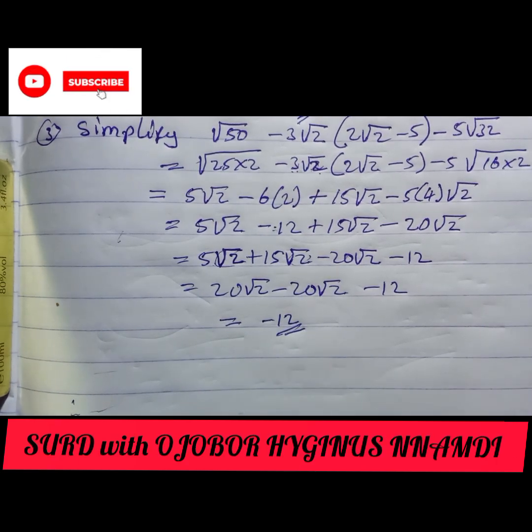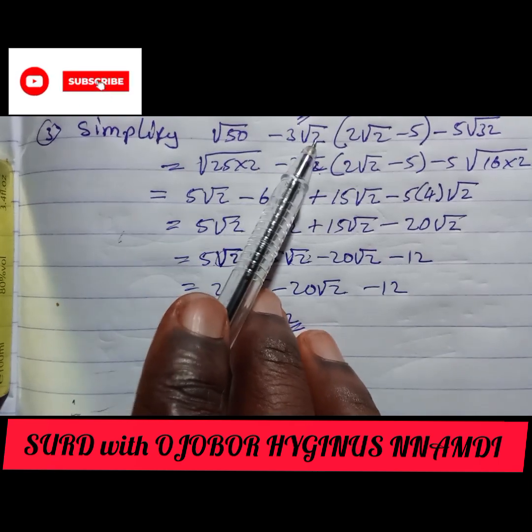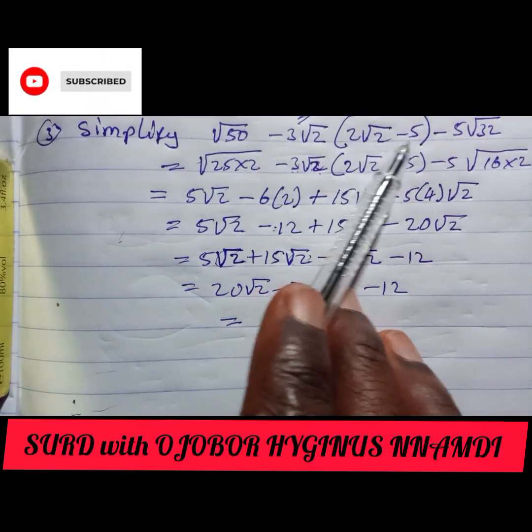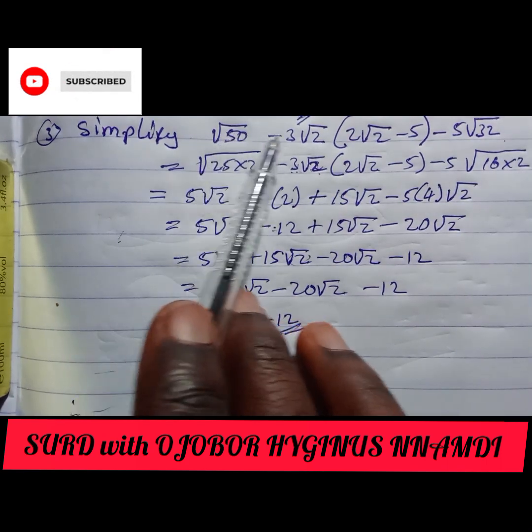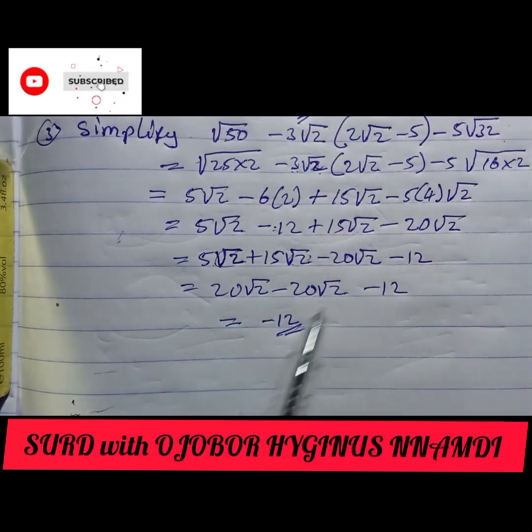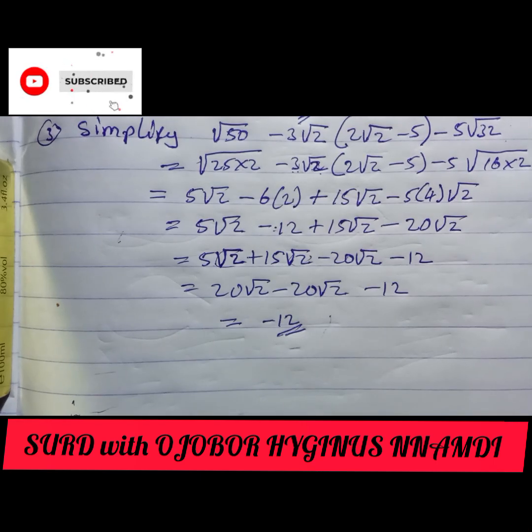And that is what we've gotten by simplifying root 50 minus 3 root 2 bracket 2 root 2 minus 5, then minus 5 root 32. That means that if you punch the whole of this correctly in your calculator, you're going to get minus 12 as your final answer. And that is how to do that.